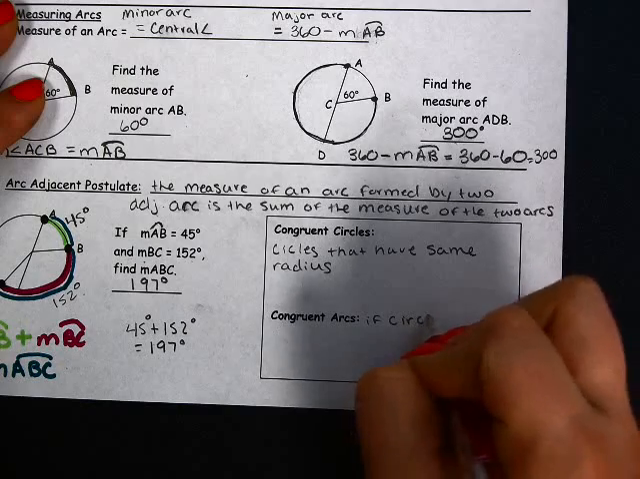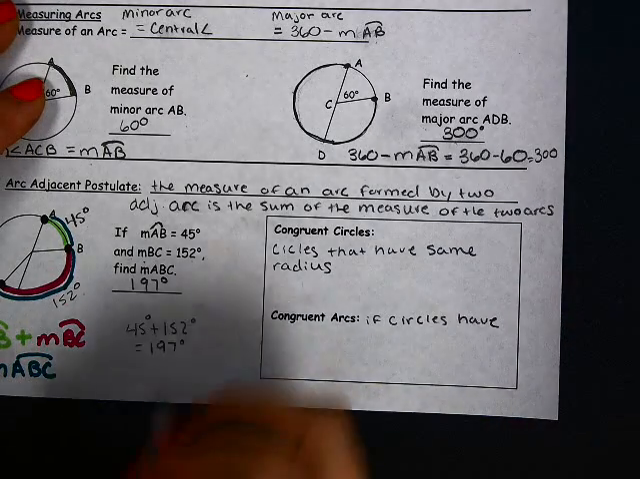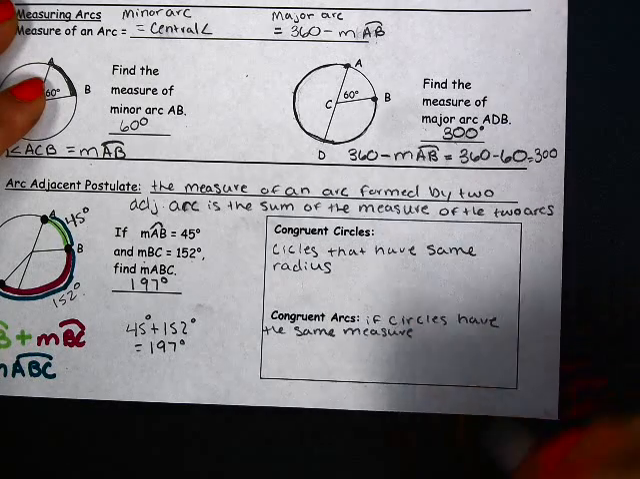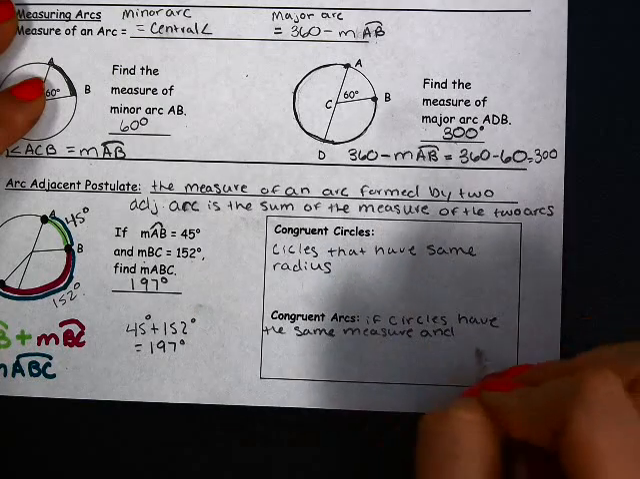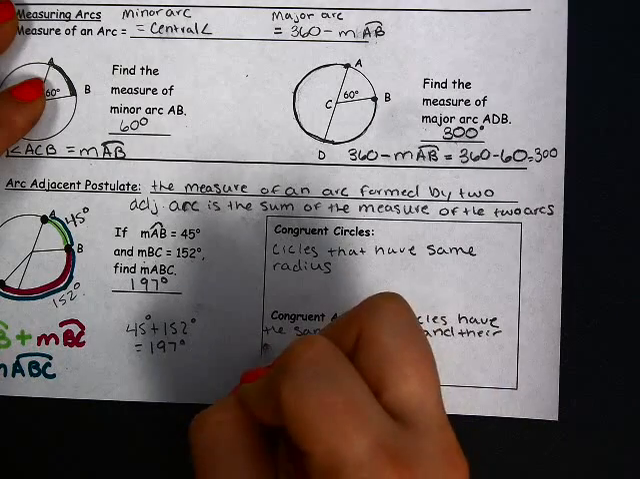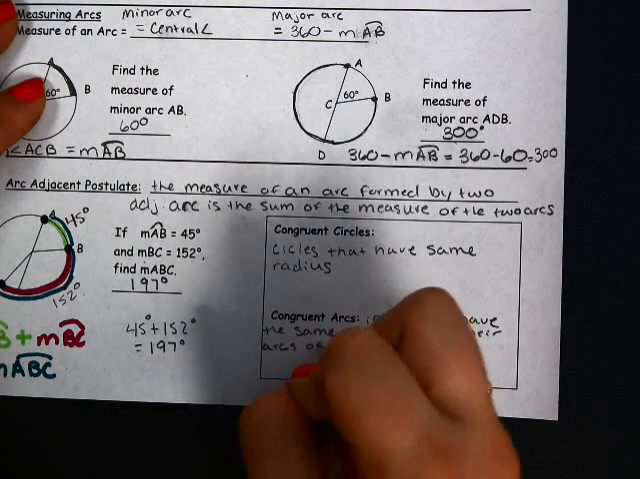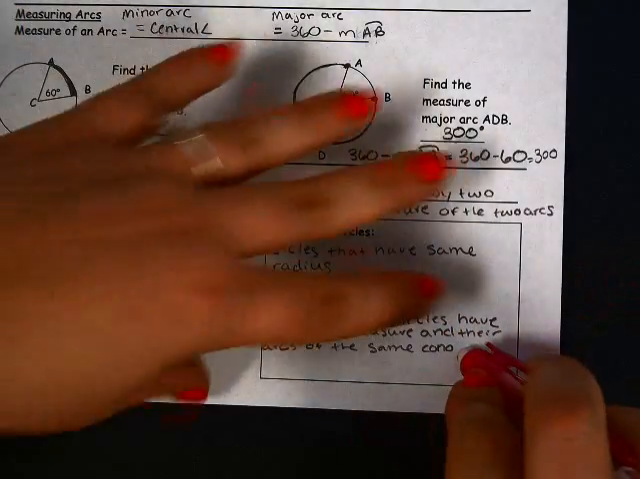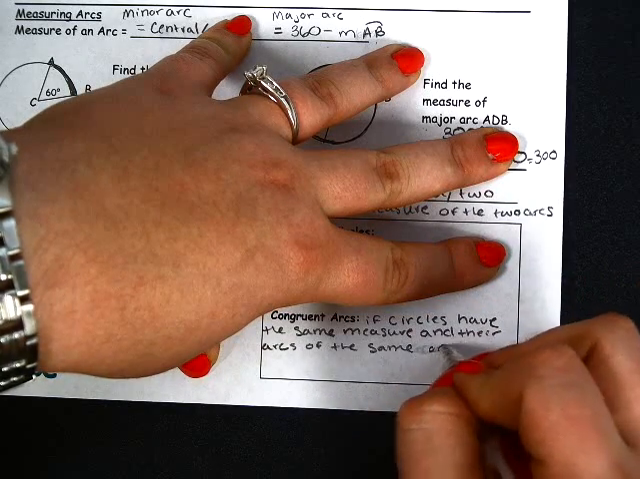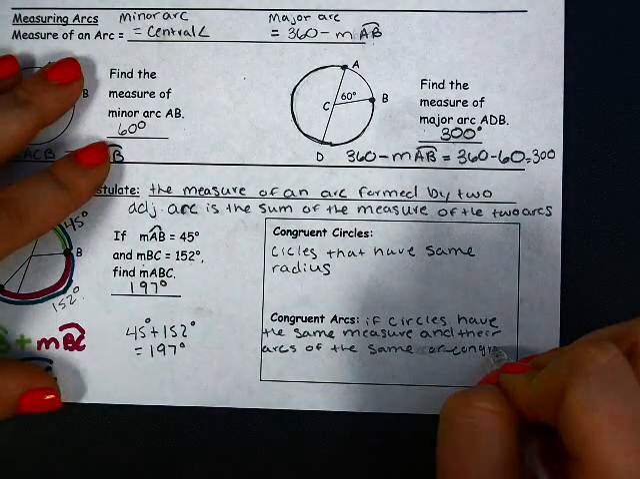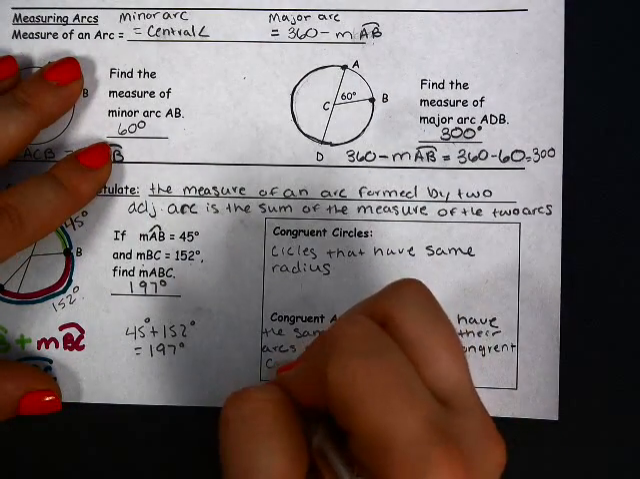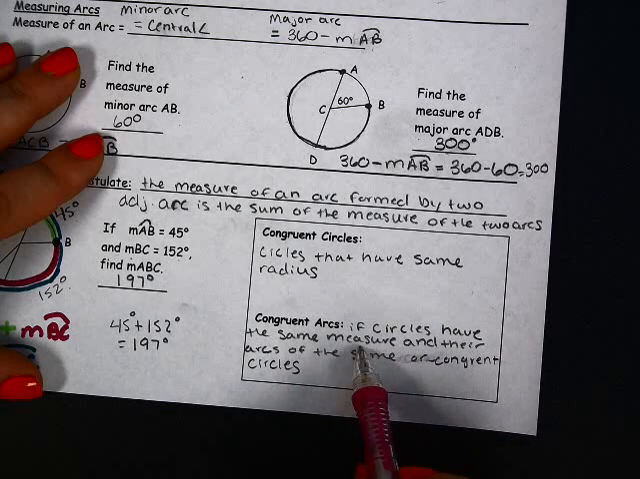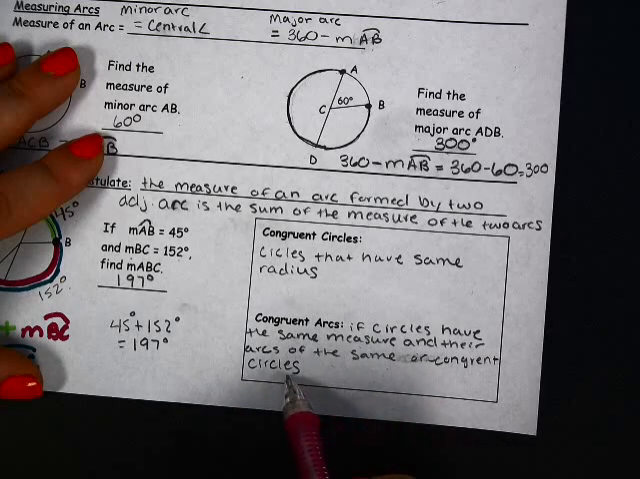If circles have the same measure and their arcs have the same measure and their arcs are the same or congruent, then you have congruent arcs.